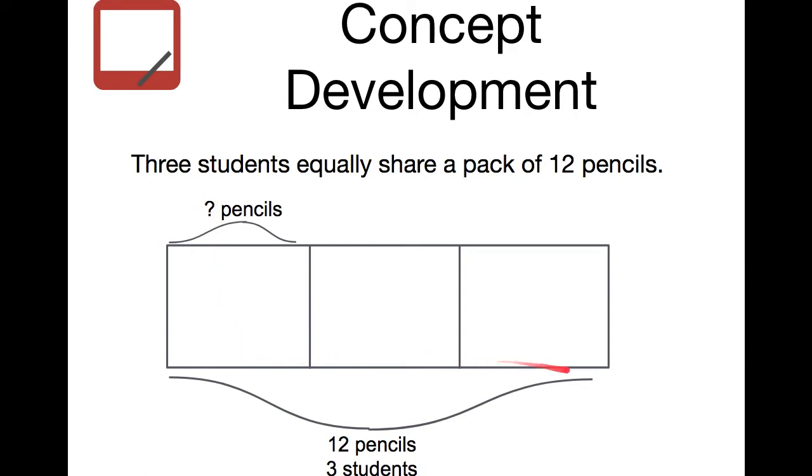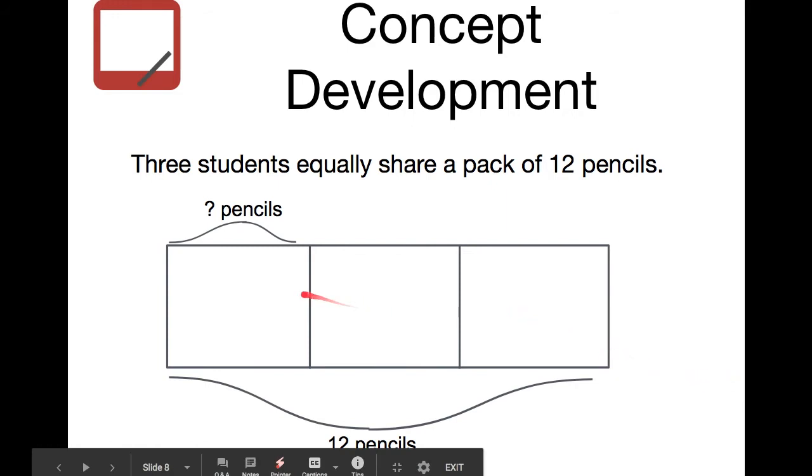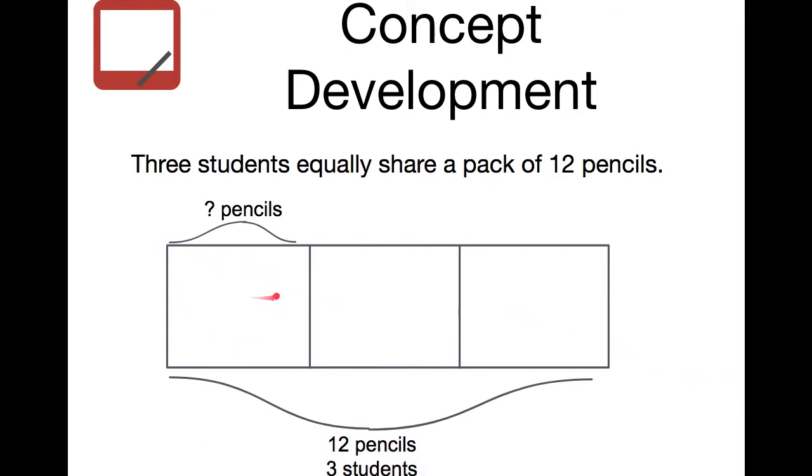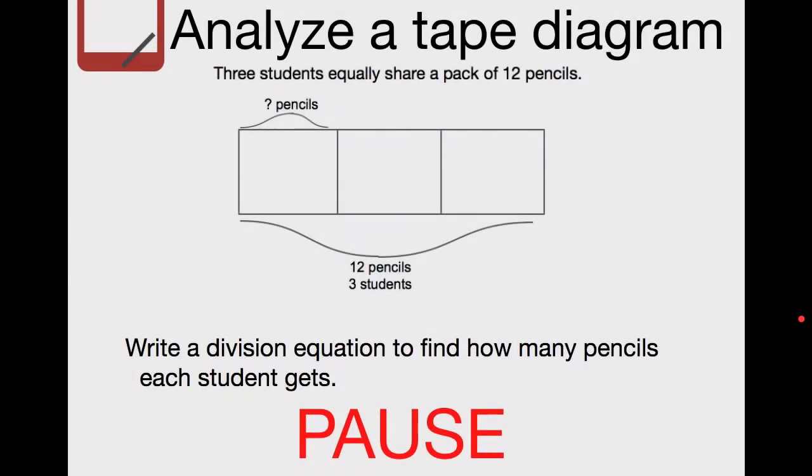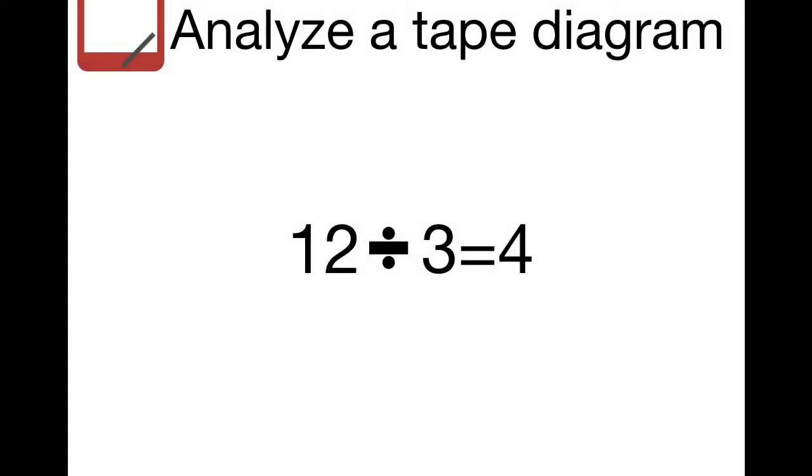So learners, what am I missing? Well, I don't know how many pencils each student would get. Right now, I'd like you to pause this. Erase your whiteboard if you already have things written on it. Now pause and work on writing a division equation to find how many pencils each student would get. All right, learners, hopefully you had 12 divided by 3 equals 4.